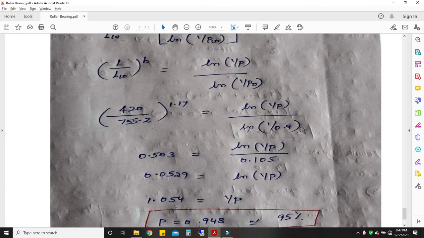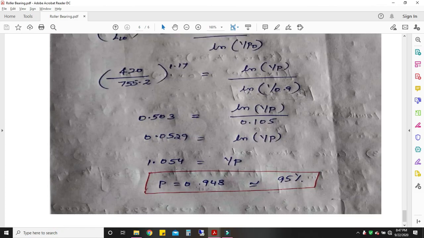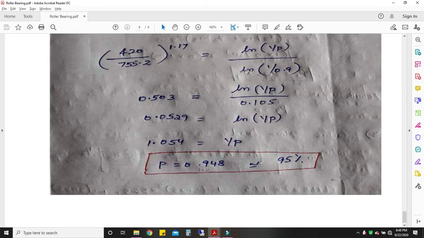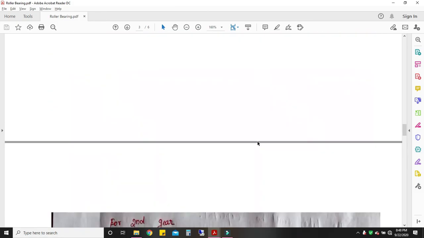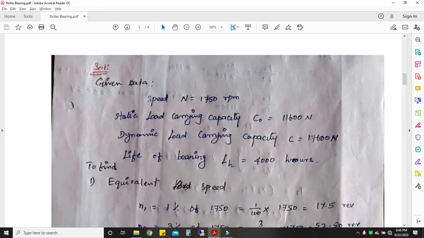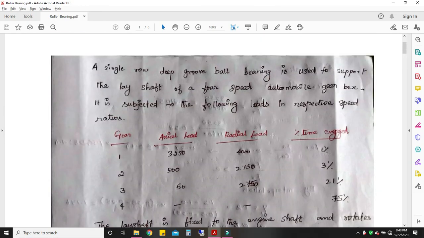By calculating all the values, we get ln of 1 by P equal to 0.0529. Take the exponential on both sides. We have 1 by P equal to 1.054 and P equal to 0.948, that is approximately 95%. So the reliability of the bearing under this operating condition is 95%. This is how we have to find the reliability of the bearing with the help of the PSG data book under this operating condition. Thank you.